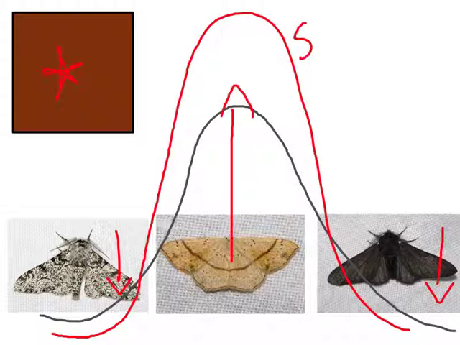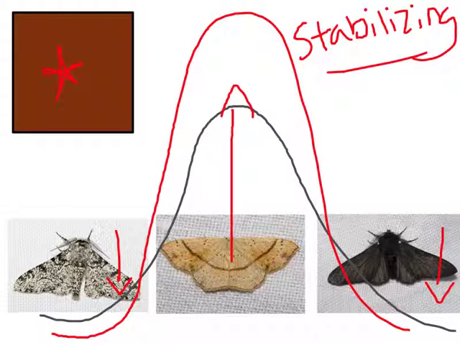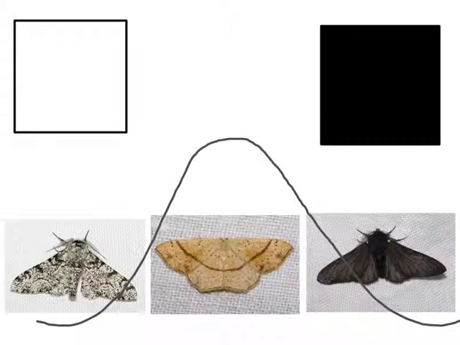This is called stabilizing selection. So before we had directional selection where we moved the bell curve over. This time our bell curve is getting taller, and your ends are dropping off more. So that's stabilizing selection.